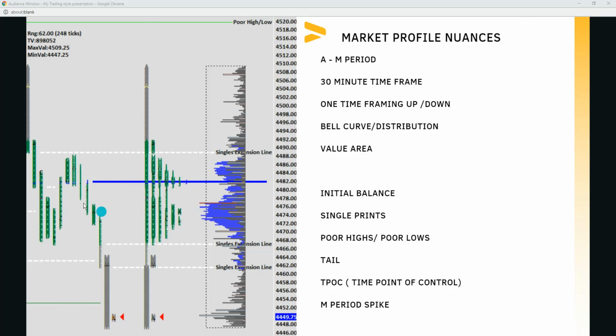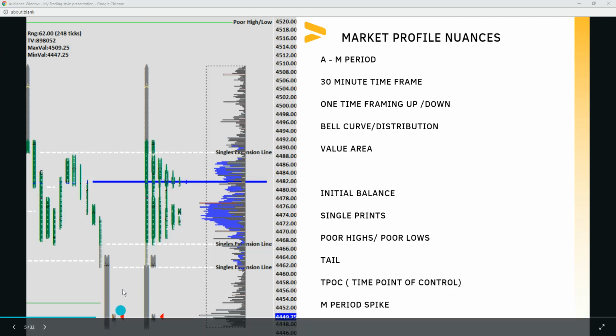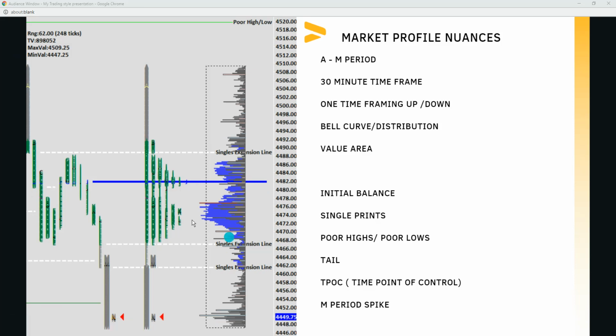So in this area here, we have the blue line, which is the time point of control, which means that the market, through all these series of periods, A, B, C, D, E, and F, and all that, until M, has had a middle of that value area, where this is the time point of control, the price that has been touched the most often throughout the day.